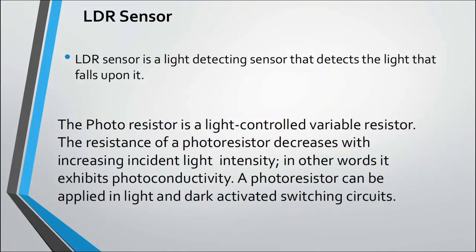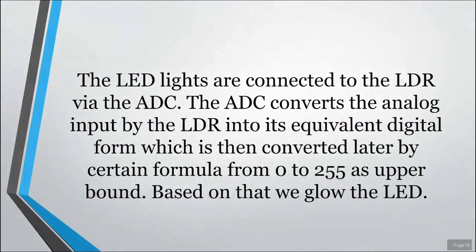The LDR sensor is nothing but a light detecting sensor which detects the light that falls upon it. It is usually a photoresistor, which is a light controlled variable resistor. The resistance of the photoresistor decreases with the increase in light intensity. In other words, it exhibits photoconductivity. A photoresistor can be applied in light and dark activated switching circuits.